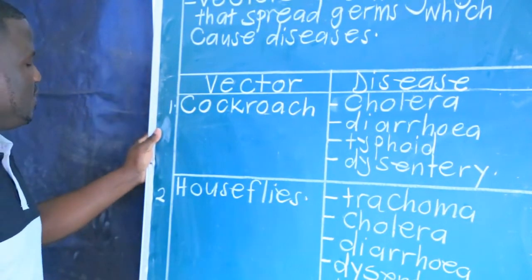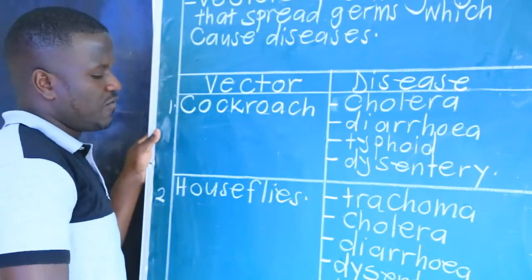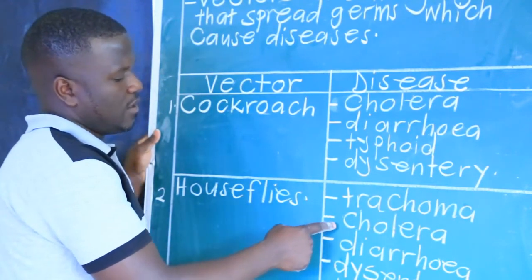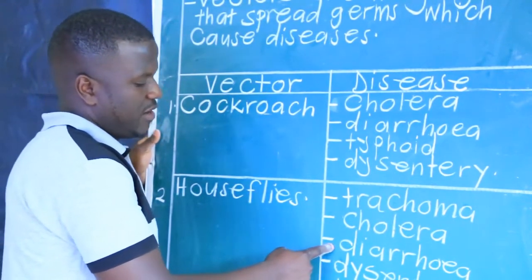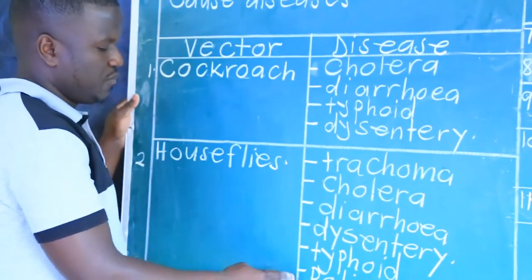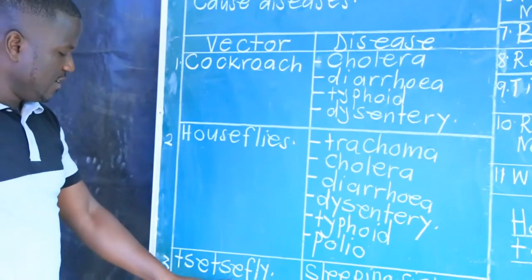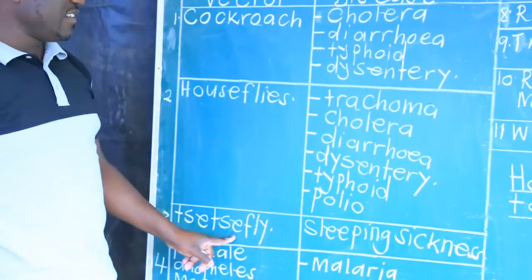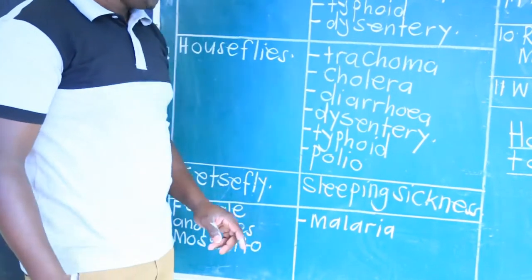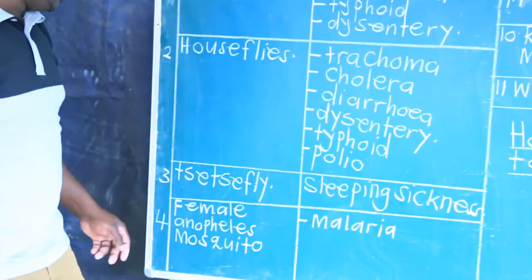The second vector is houseflies. Houseflies spread diseases like trachoma, cholera, diarrhea, dysentery, typhoid, and polio. These diseases are spread by houseflies. Then we have tsetse fly. Tsetse flies spread a disease called sleeping sickness.